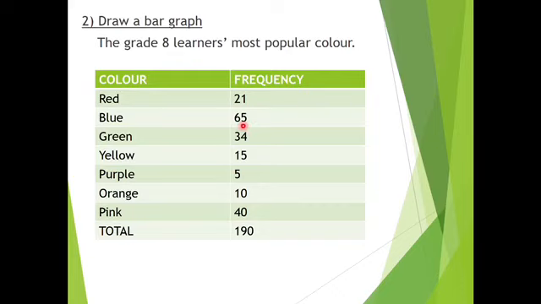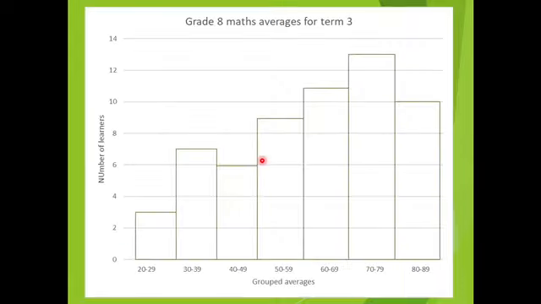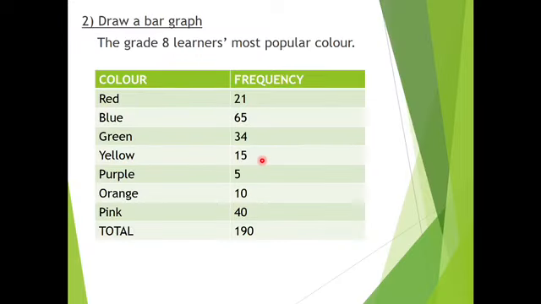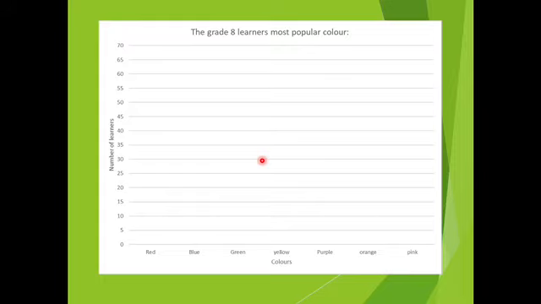We go all the way to 65, so I did it in 5s, so it's a lot easier. Oops, all the way back. Alright, so our first one is red, which is 21. So you're going to estimate where 21 is. It's just above 20. So draw your first bar.